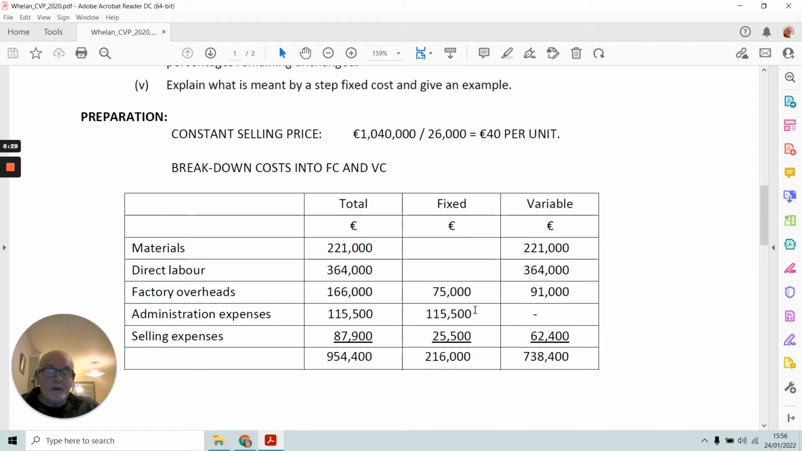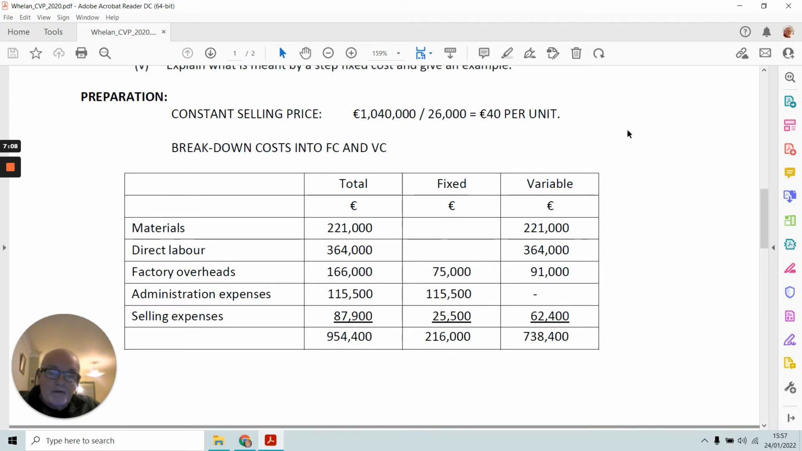We know all of our admin are fixed, and we've already said that our sales commission, or have we? Our sales commission is 6% of sales, which is 6% of €40, which is €2.40 by 26,000 units, which is €62,400 in variable costs. So €62,400 of the 87,900 is variable, leaving 25,500 for fixed.